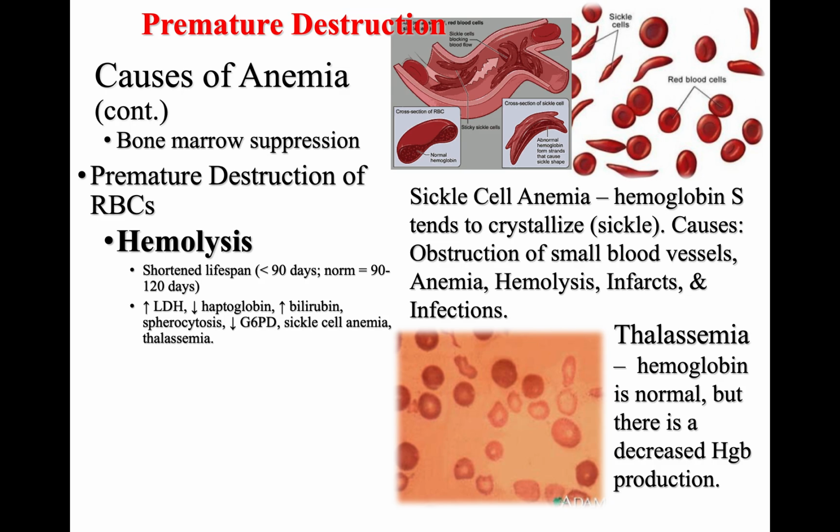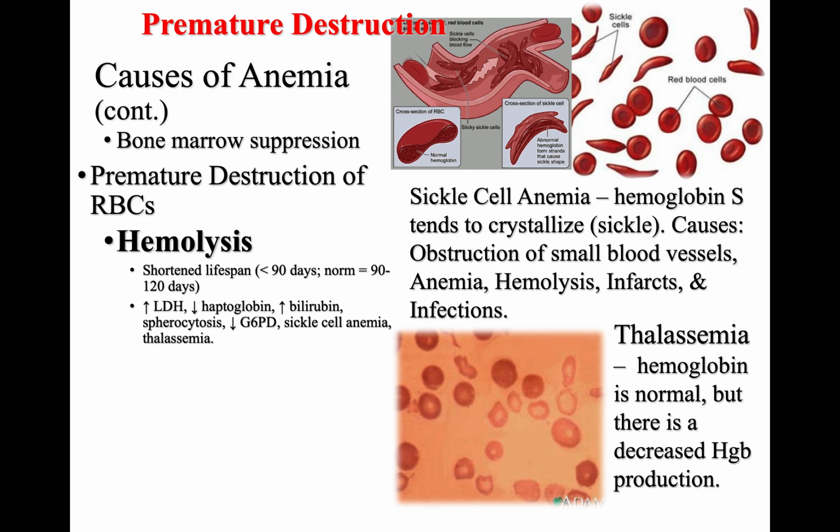Spherocytosis is like an autohemolytic anemia. Cells are spherical in shape instead of biconcave or disc shaped. There's also diminished G6PD. Sickle cell anemia and thalassemia are two of the most common out of all of these.